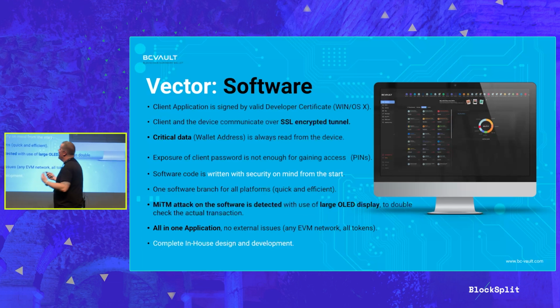Client and device have to communicate encrypted over an SSL channel, of course. Well, that's trivial. You just do the stuff on both ends. Critical data, like I said, wallet addresses, is always read from the device. You don't cache it. You don't store it. You can run Ledger software without Ledger, and it will show you wallet addresses. Are those really your wallet addresses? Or maybe somebody played with the data?